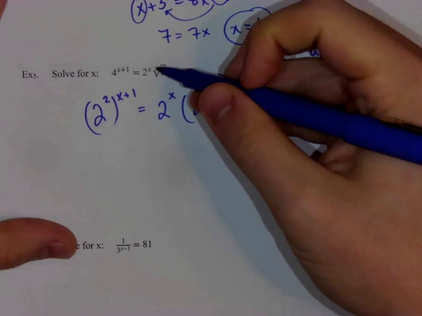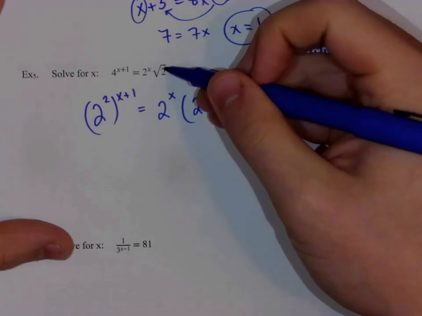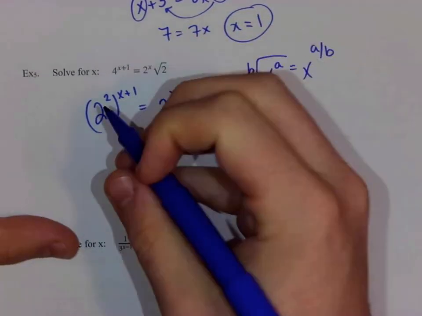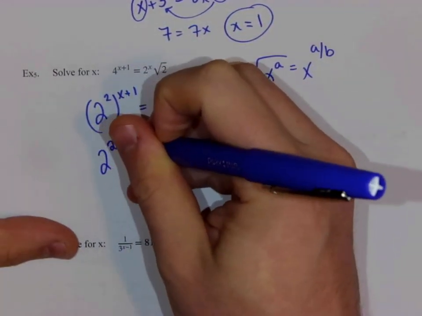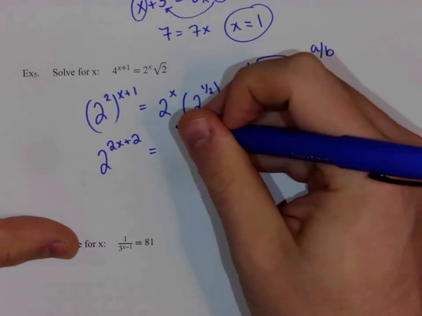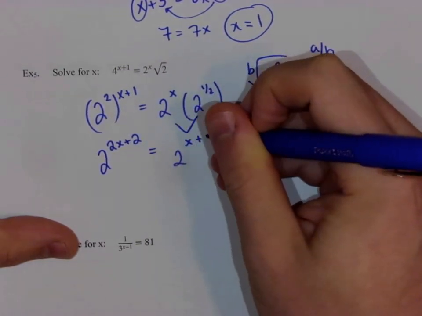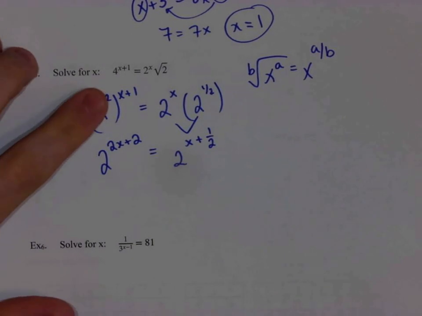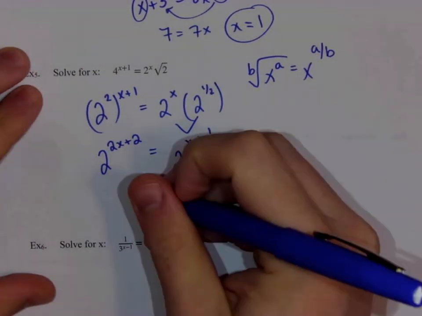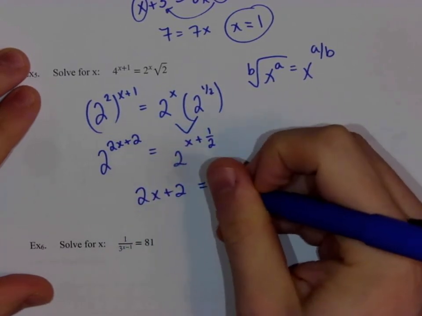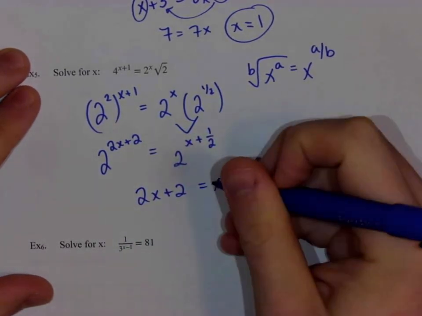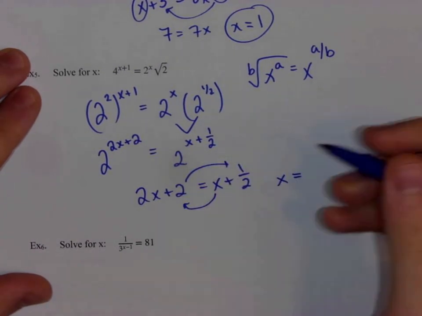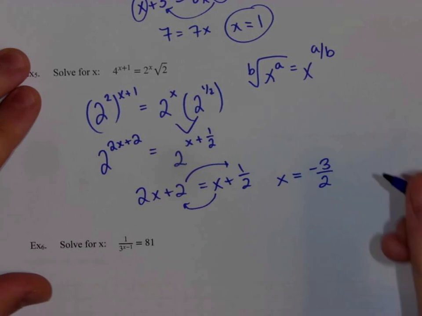So square root of 2 is an invisible 2 root with 2 to the 1 on the inside, so 1 goes there, 2 goes there. On the outside here, we have 2 to the 2x plus 2. Here we have the same base of 2, and then x plus a half. Okay, they multiply, so we add the exponents. Exponent to another exponent gets multiplied there. So we get 2x plus 2 equals x plus a half. Move the x over, move the 2 over. I get x equals 1 half minus 2, which is negative 3 over 2.